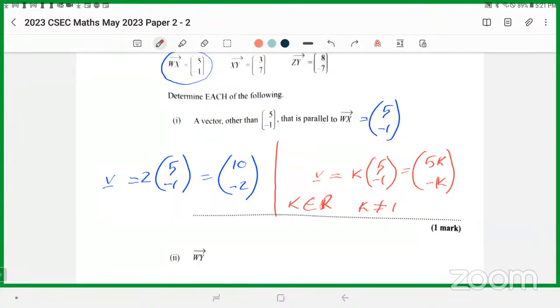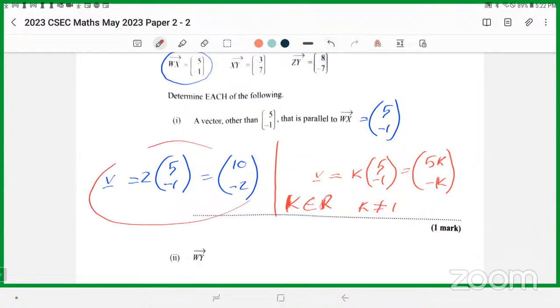So you could use any real number for k, positive, negative, fraction, any real number. You just don't want it to be 1, because they said they don't want the vector to be the same. They said other than this one. So you don't want k to be 1. That's how I would state this. So it's a neat way to give an answer for that.